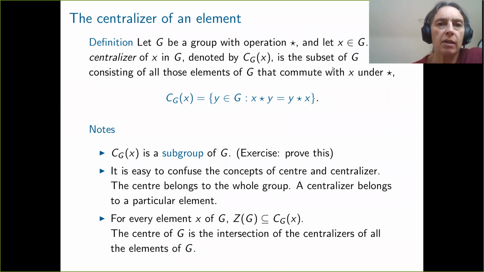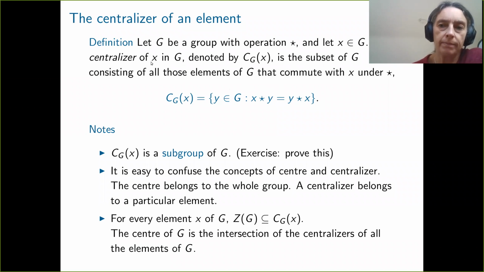So our theme today is the concept of the centralizer of an element in a group. So let me give the definition and then we'll have a look at how it compares to other things that we know about. So our setup is G is a group with an operation star. We've got a particular element of G in mind. Okay, so the centralizer of that element is the set of all things in G that commute with that element under star.